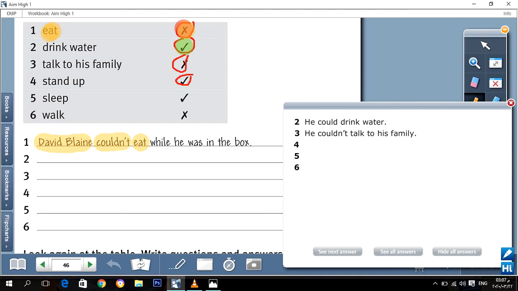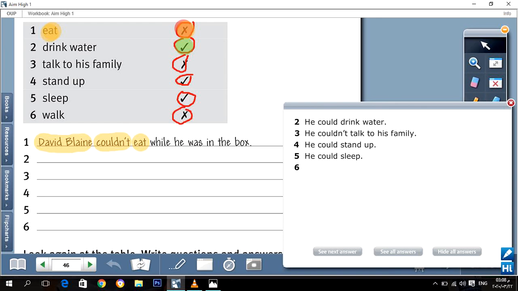Number 5, David Blaine could. Yes, it is also could because there is a tick. So David Blaine could sleep while he was in the box. And finally, the last verb here is David Blaine couldn't because of the cross existence. Yes, David Blaine couldn't walk while he was in the box.